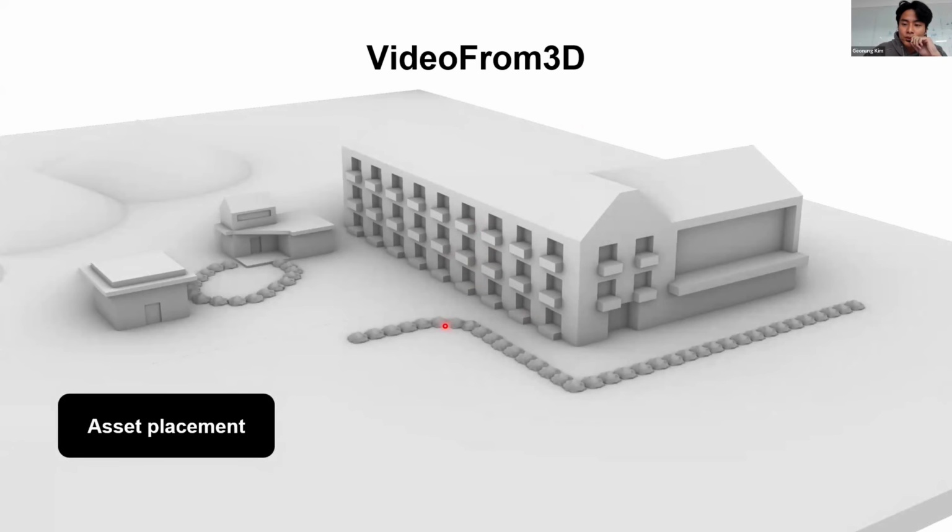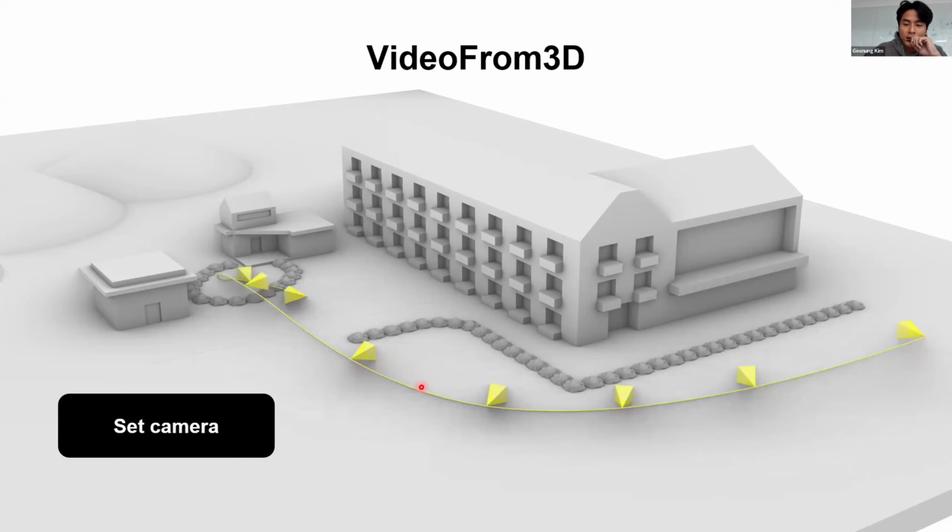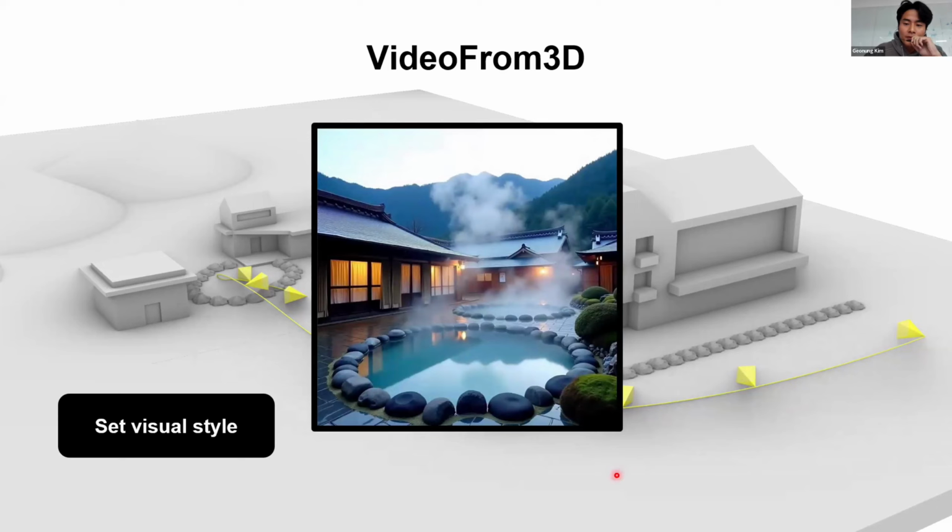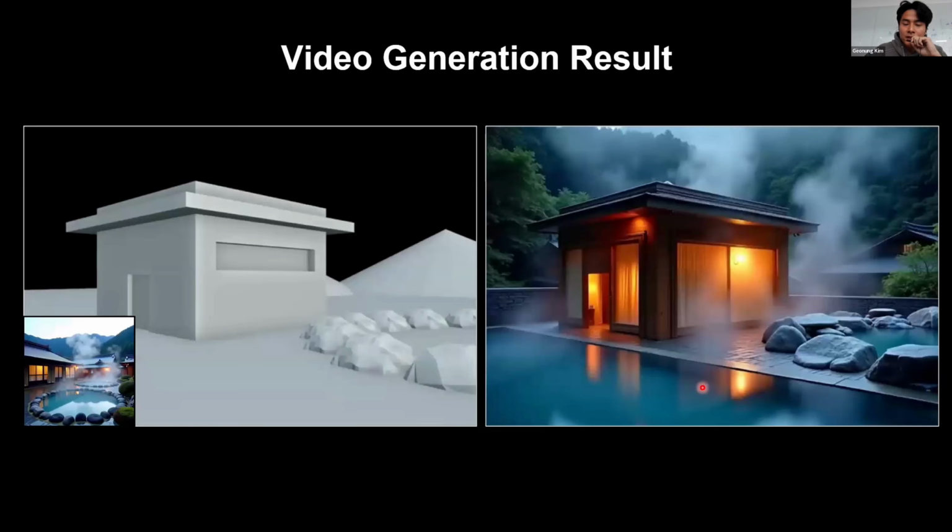It is also possible for a user to simply place a detailed mesh model. In this example, the rocks are an example of the detailed model. Then users give a camera trajectory where they want to render. And finally, users provide a reference image that represents the visual style of the entire scene. After that, Video from 3D can generate a high quality video that is aligned well with the user's intention. So here is a generation result.